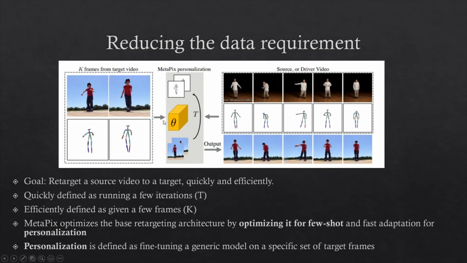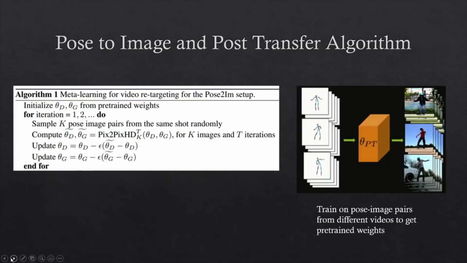So for the MetaPix personalization, we see that these frames are trained on image to pose for T epochs, and you have the source video here, and these are matched to the target frames, which is a personalization of this generic model. So now we can talk about the algorithm that is used for pose to image and pose transfer.